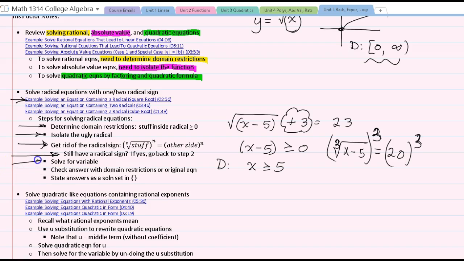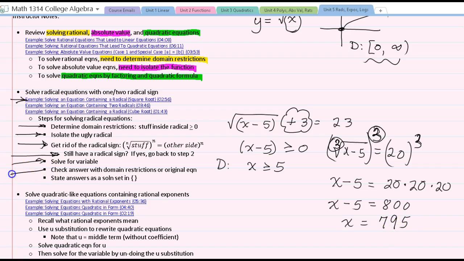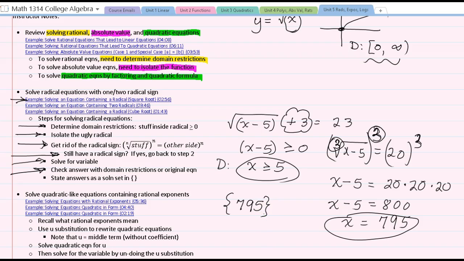We keep on going, and now we can solve for our variable. Notice that the cube root and the cube undo each other, so we end up with x minus 5, and then we have 20 times 20 times 20, which is 8,000. That's equal to x minus 5, and then we can solve and find x to be 795. Then we just need to check our answer against our restriction. As long as this is bigger than 5, we're okay, and our solution set is 795. That's the only number in our solution.